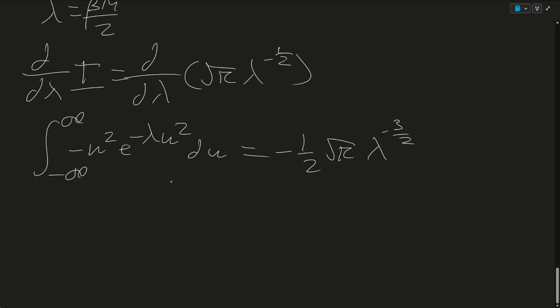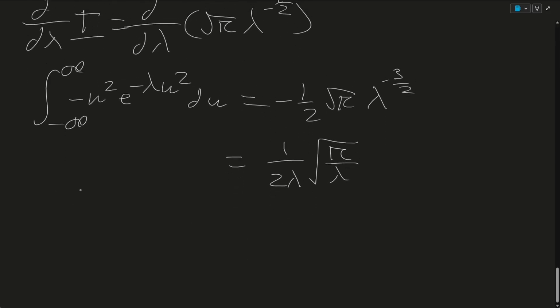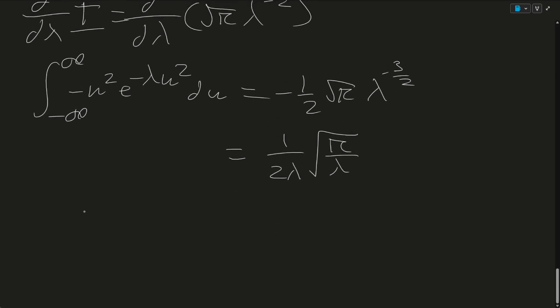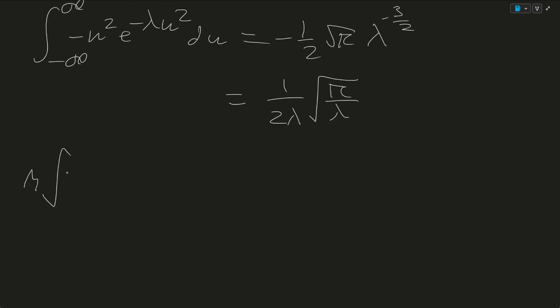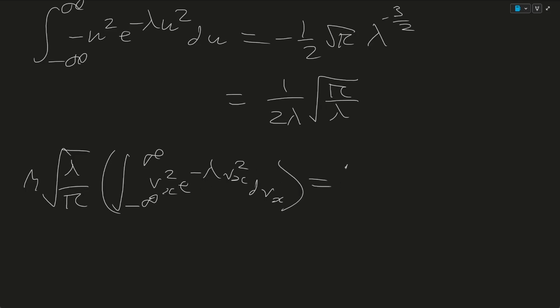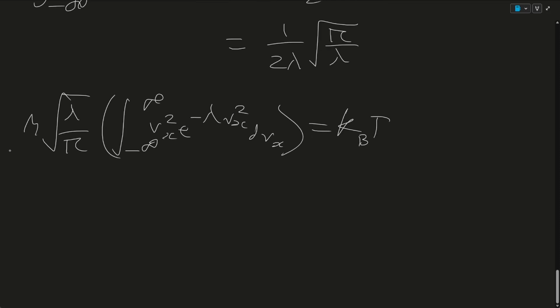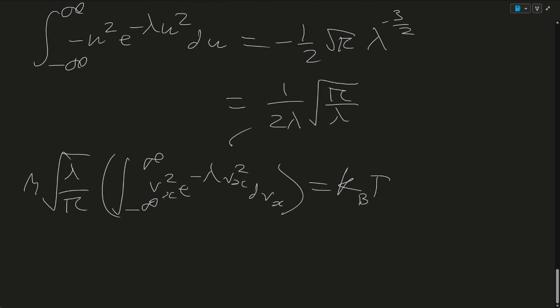And we can even shorten this down to be 1 over 2 lambda root pi over lambda. And so clearly here, well actually let's sub that in. So m root lambda over pi times that integral from minus infinity to infinity of v squared e to the minus lambda v squared x dvx, I forgot x there, equals 2kbt. And then that just gets substituted into that thing.